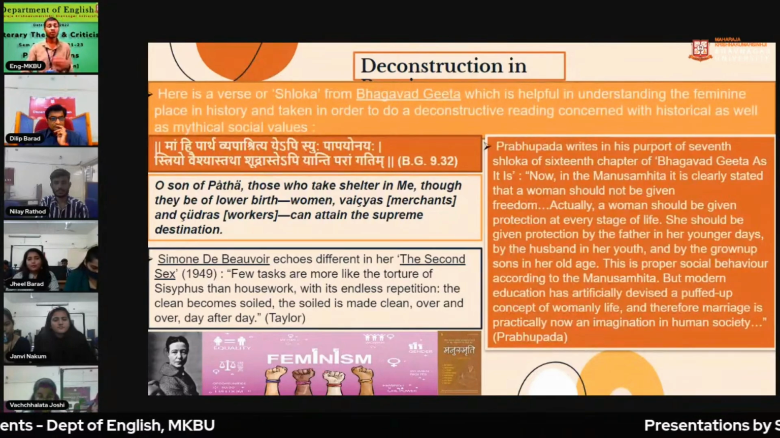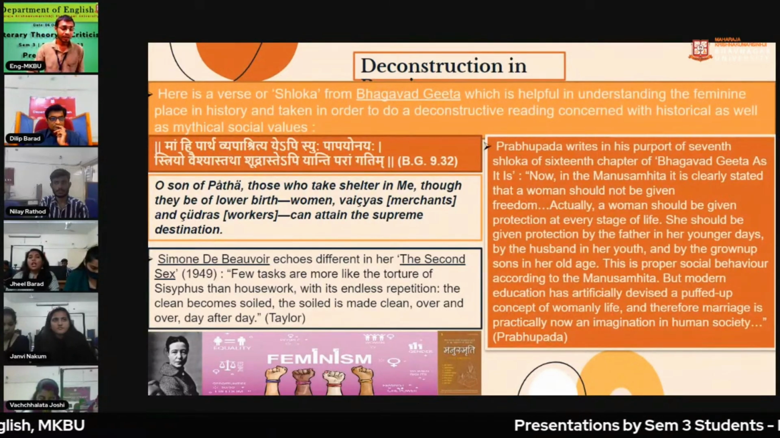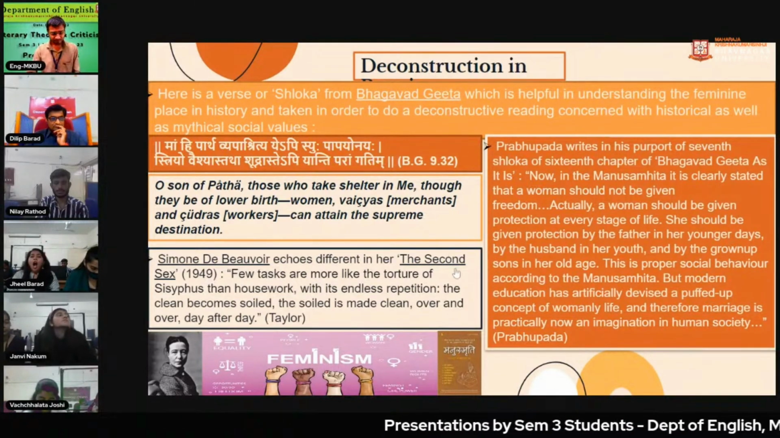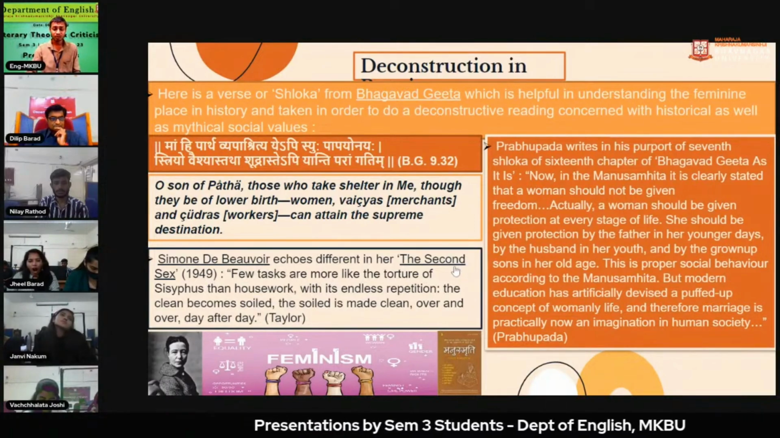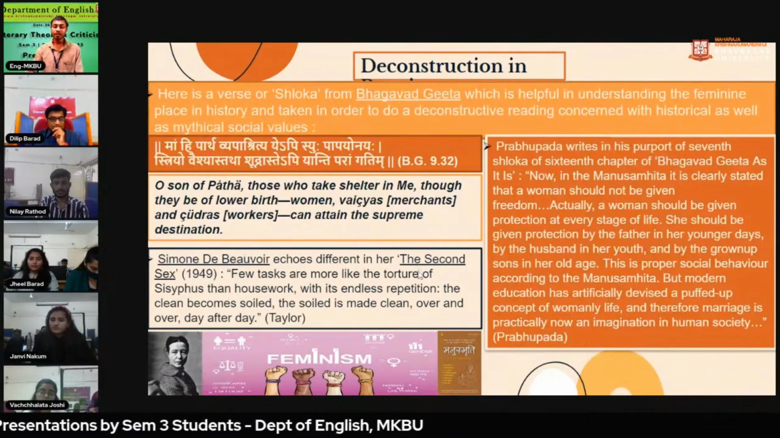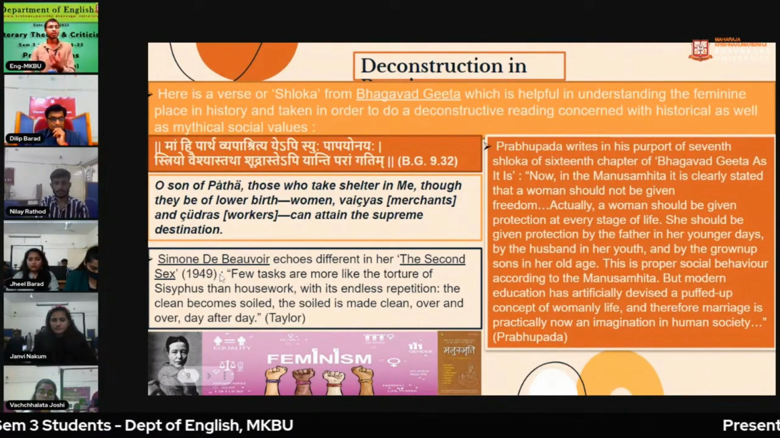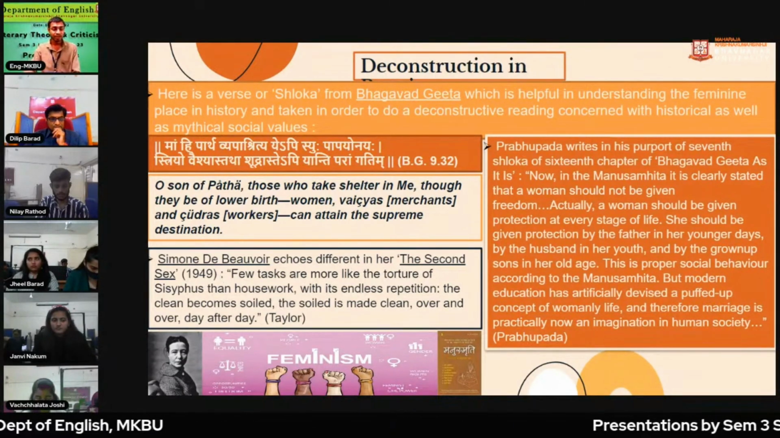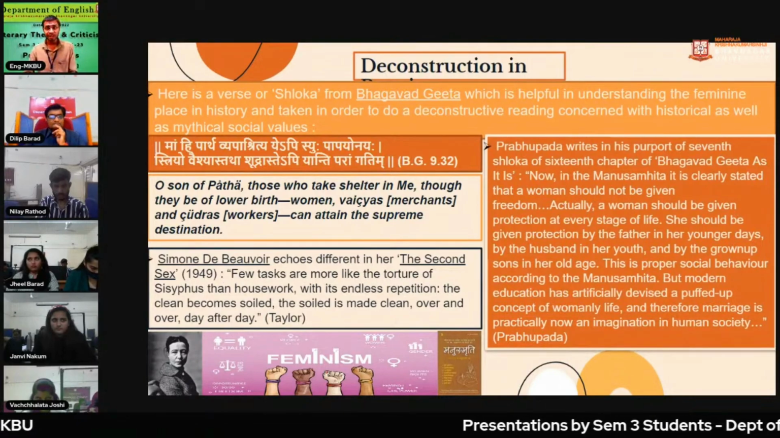And now let us see what the very seminal feminist, Simone de Beauvoir, has to say. Simone de Beauvoir echoes differently in her The Second Sex, 1949. It was originally written in the French language, and later on it was translated into English.